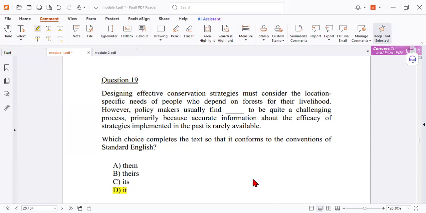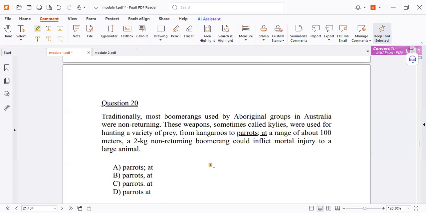Sir, designing effective conservative strategies. Strategies here is plural, so I think... He said strategies, but he mentioned designing. Oh, okay. Oh my God, I didn't focus. Yeah, that's right. Let's try. Okay.